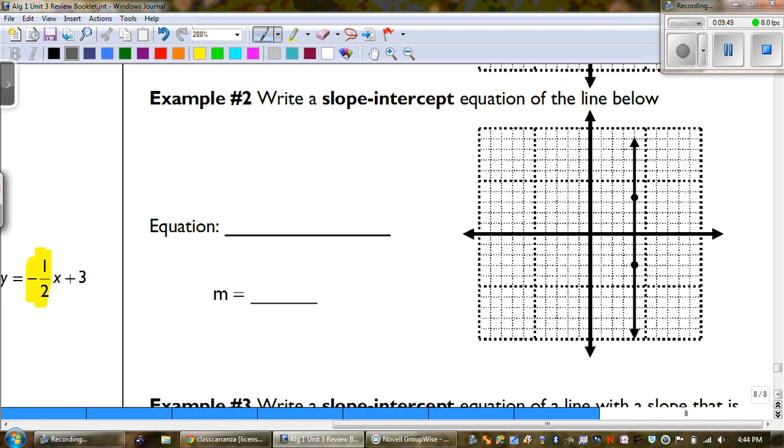So, example number 2 says write a slope-intercept equation of the line below. Well, we just talked about it. When it's standing straight up like that, our slope is undefined. Okay? And when it's undefined, it's a special equation. Right there, that point looks like 4, comma, we'll call that 4, 3. Right here, it's 4, comma, negative 3. What's the same in both of those? Well, it's x. So this is x equals 4.